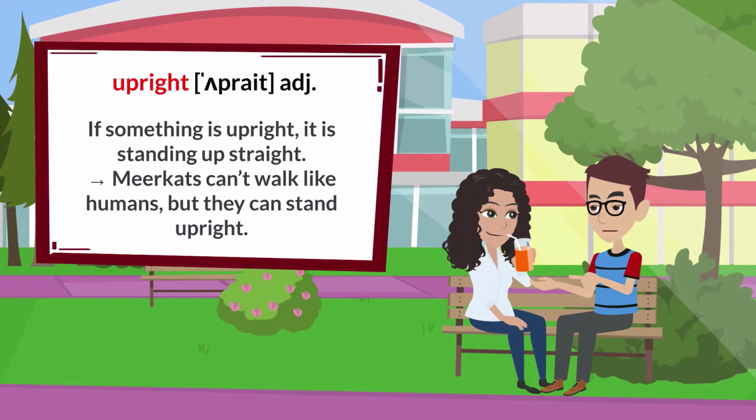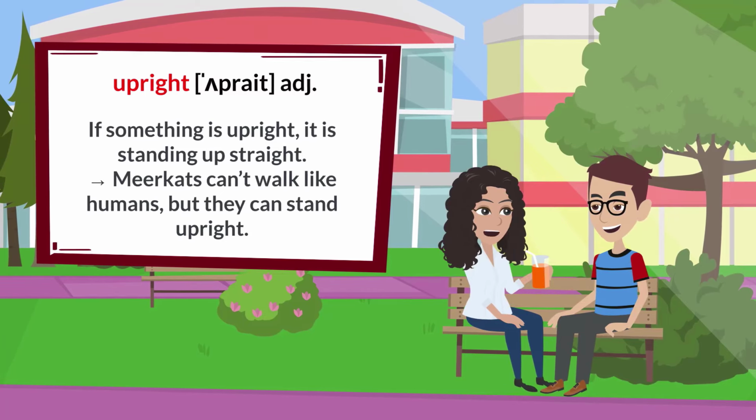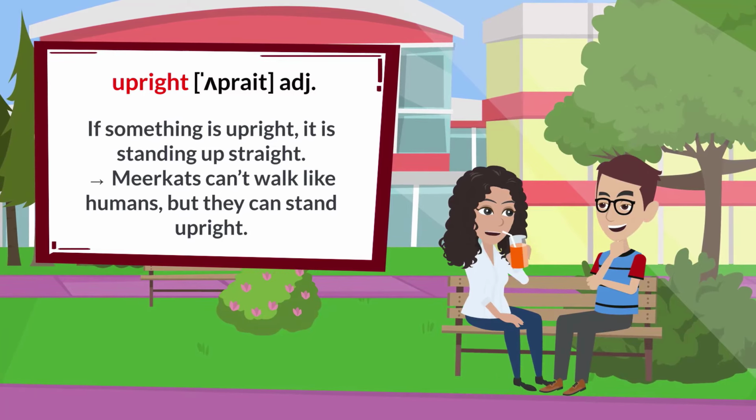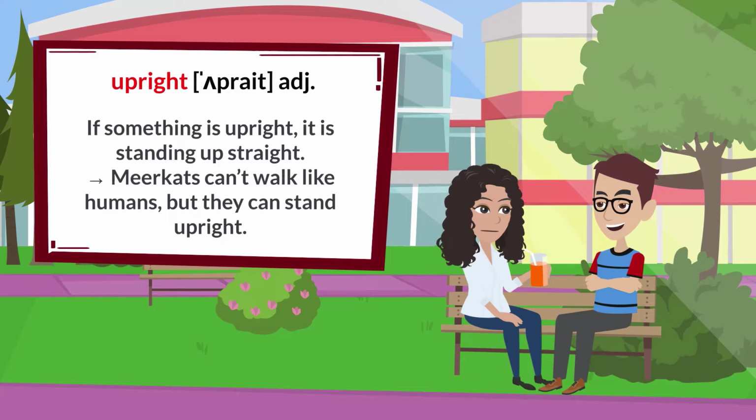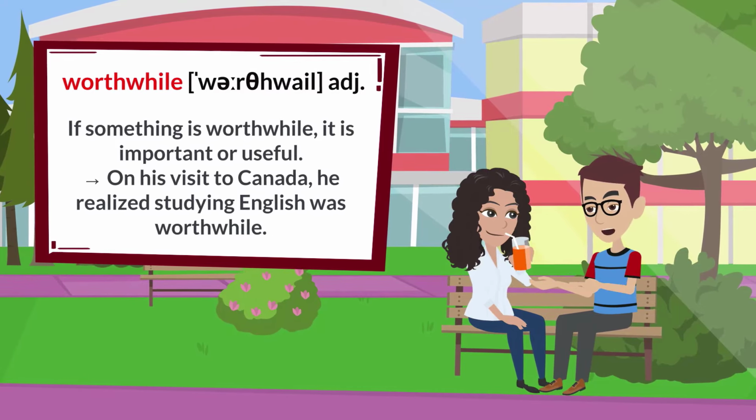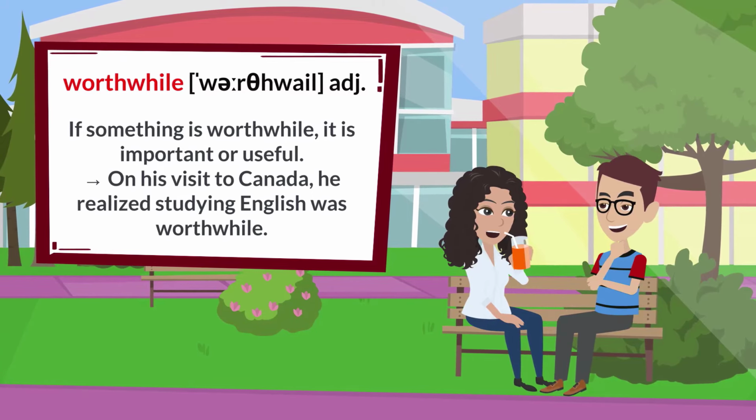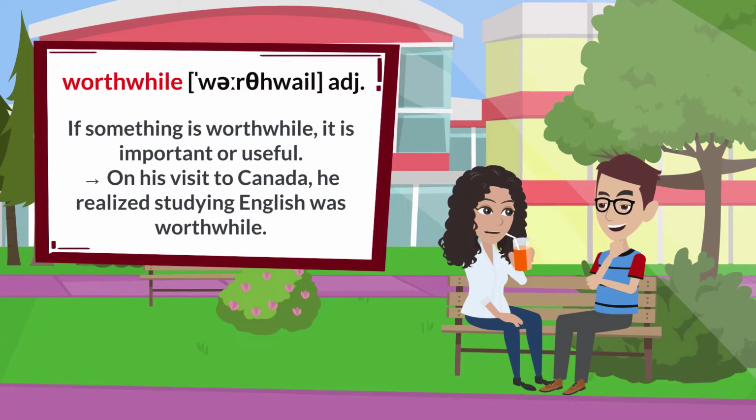Upright. If something is upright, it is standing up straight. Meerkats can't walk like humans, but they can stand upright. Worthwhile. If something is worthwhile, it is important or useful. On his visit to Canada, he realized studying English was worthwhile.